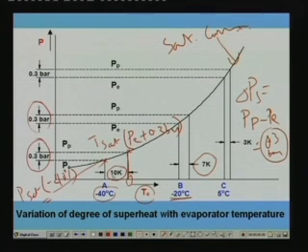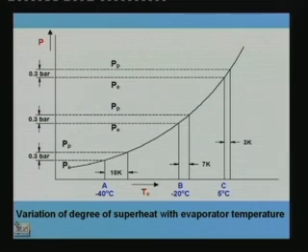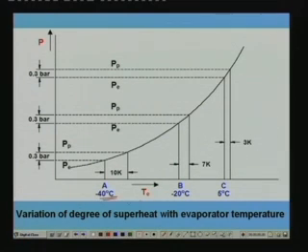Okay, that means from 10 Kelvin it reduces to 7 Kelvin. Now if the same system is operated at 5 degrees centigrade, and again the same spring force and the same pressure difference are maintained, you find that the degree of superheat has reduced to 3 Kelvin. Okay, that means as the system operates from minus 40 degrees centigrade to 5 degrees centigrade, the degree of superheat has reduced from 10 Kelvin to 3 Kelvin.